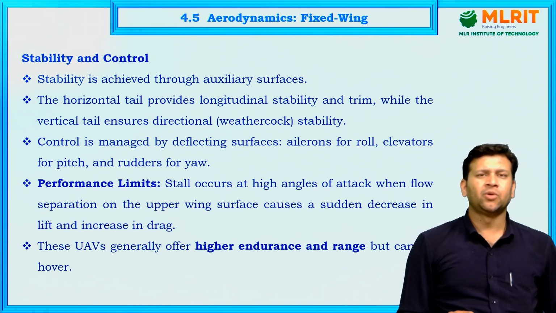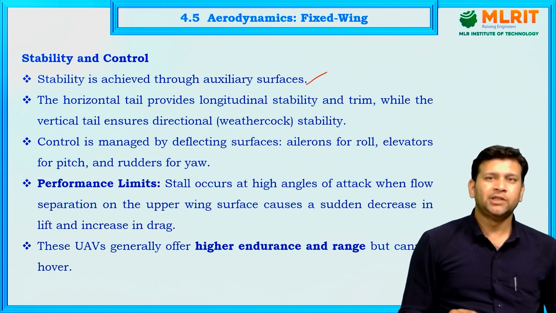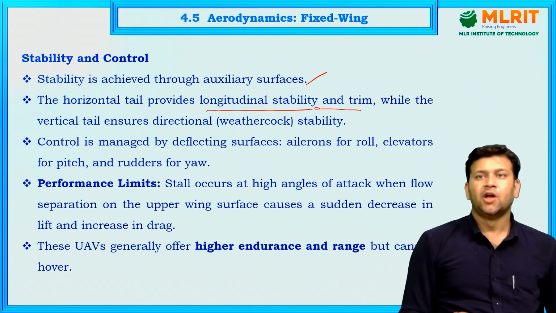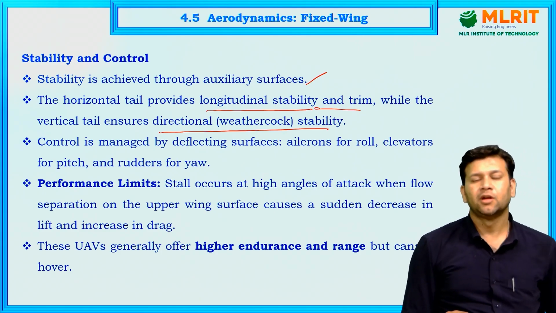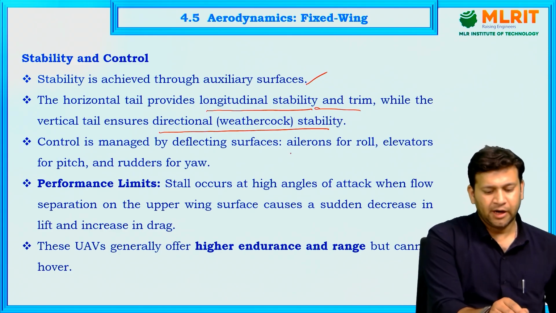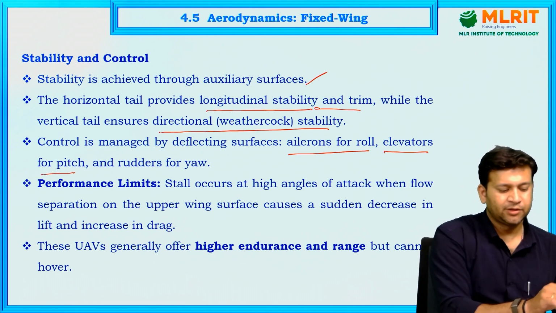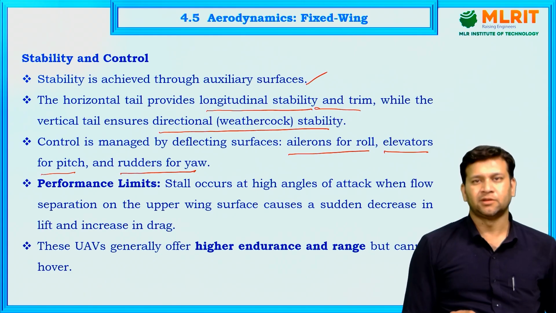The stability and control of fixed wing aircraft. The stability is achieved through auxiliary surfaces. The horizontal tail provides longitudinal stability and trim, while the vertical tail ensures directional stability, which is weathercock stability. Control is managed by deflecting surfaces: ailerons for roll, elevators for pitch and rudders for yaw. These are the three primary control surfaces.